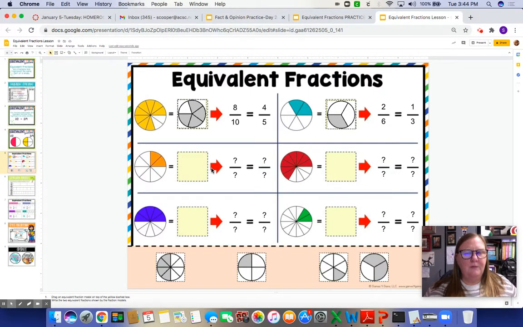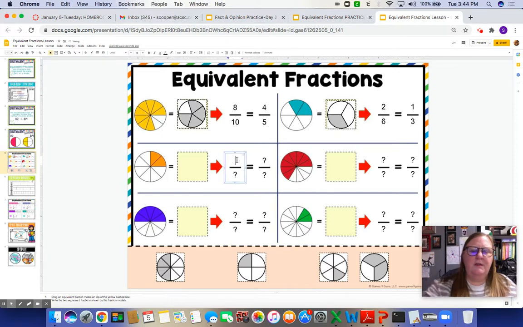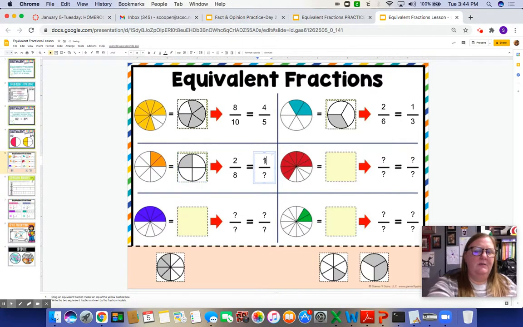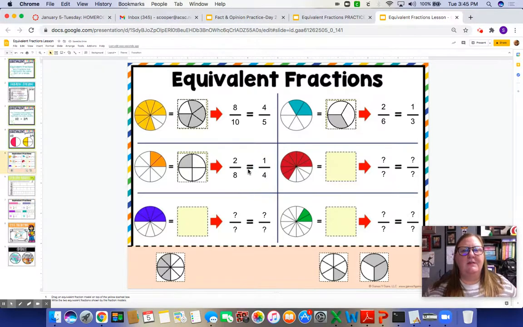Again, we have 2 pieces that are shaded. That's our numerator. So 1, 2, 3, 4, 5, 6, 7, 8. So 2/8. And we're going to look down here and find one that is equivalent to that shaded section, which is right here. We have 1 piece that is shaded, so I'm going to put a 1. And there are 4 total pieces, so that goes in our denominator. So 2/8 is equal to or equivalent to 1/4.